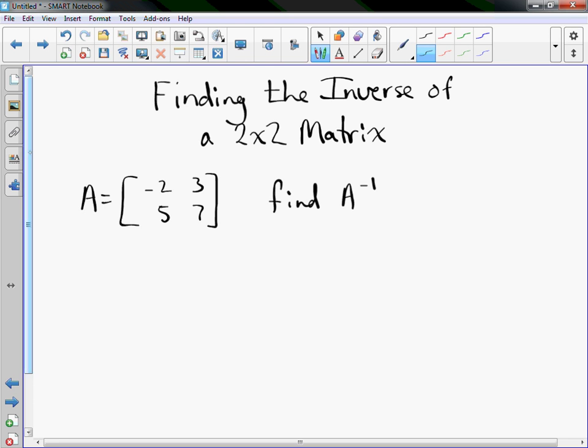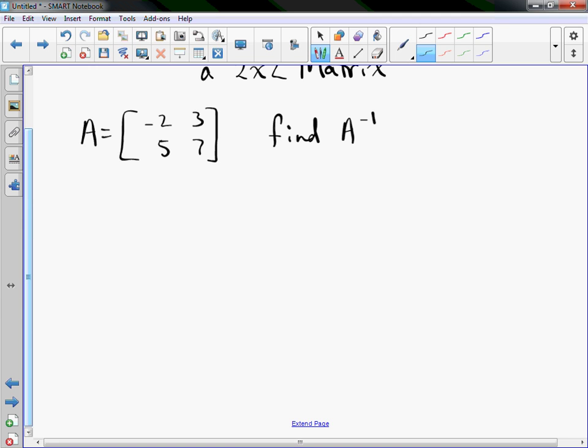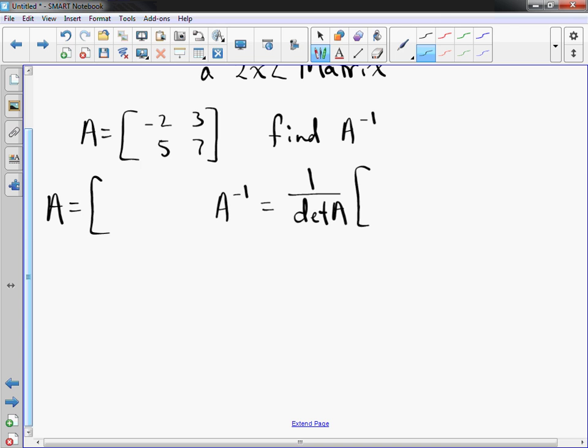Well, the mathematical definition of the inverse of A is 1 over the determinant of A. Maybe we should start over by defining A here. If A is the matrix A1, A2, B1, B2, then A inverse is 1 over the determinant, okay?